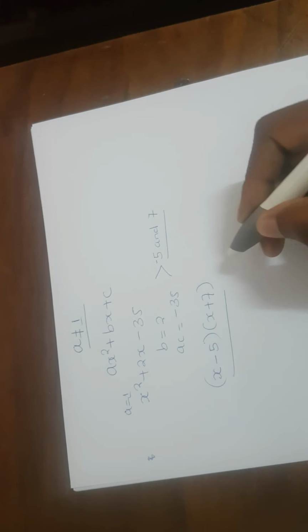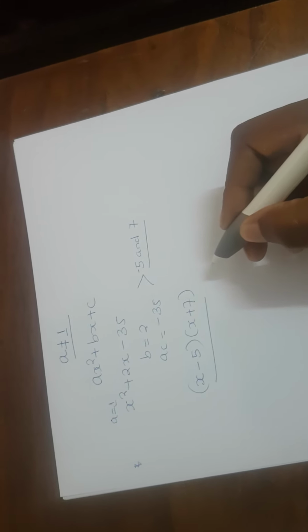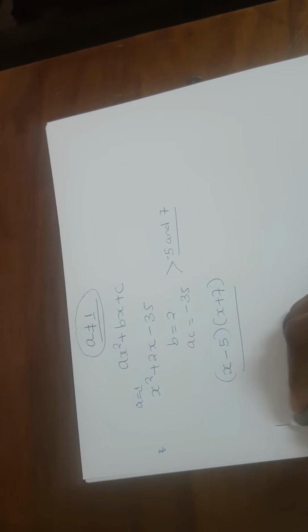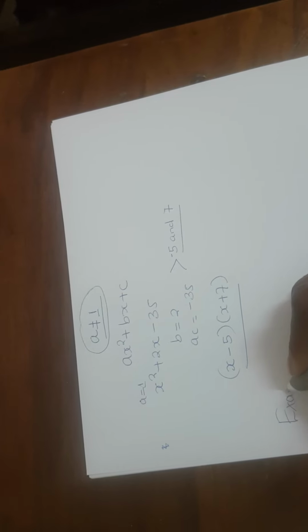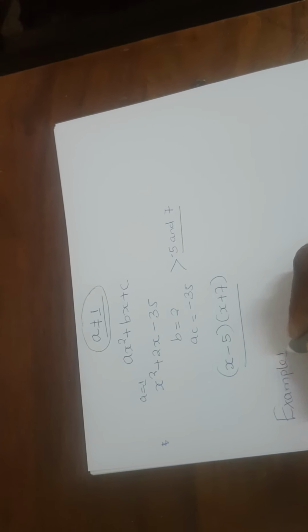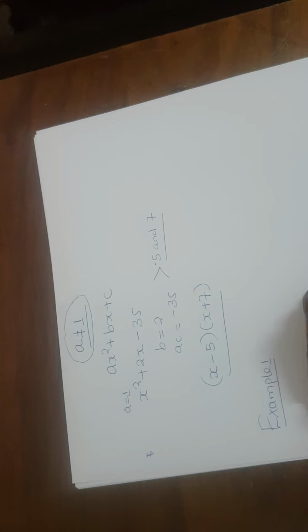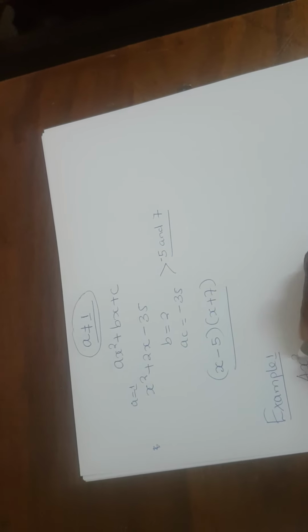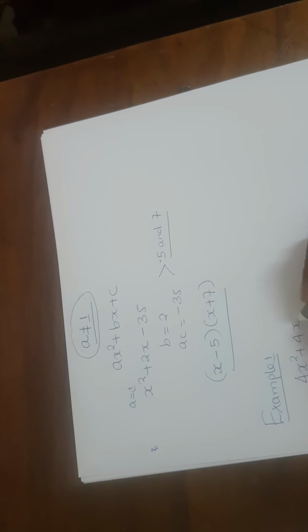So this is how we factorize when a is equal to 1. Our focus is not on a equal to 1. Our focus is on when a is not equal to 1. I will start with example number 1, when we have 4x squared plus 4x, then plus 1.